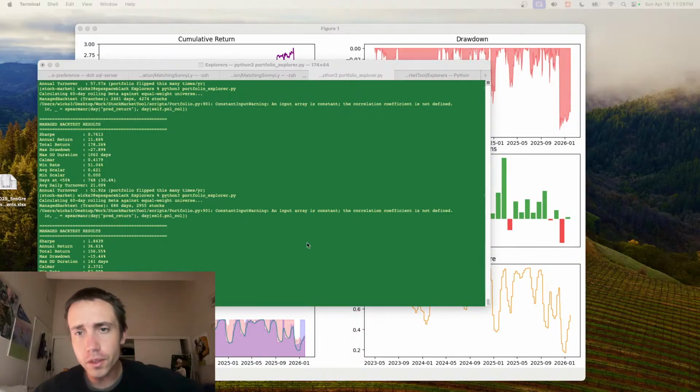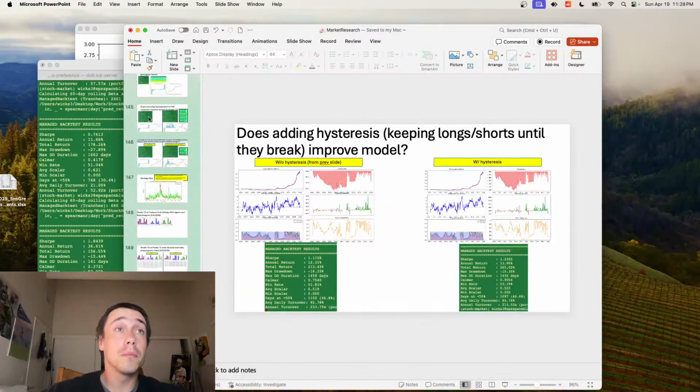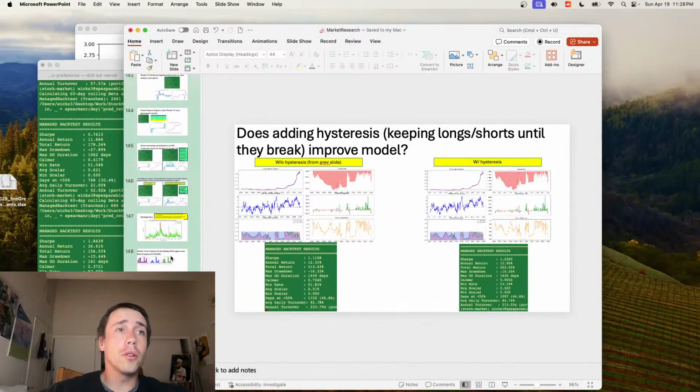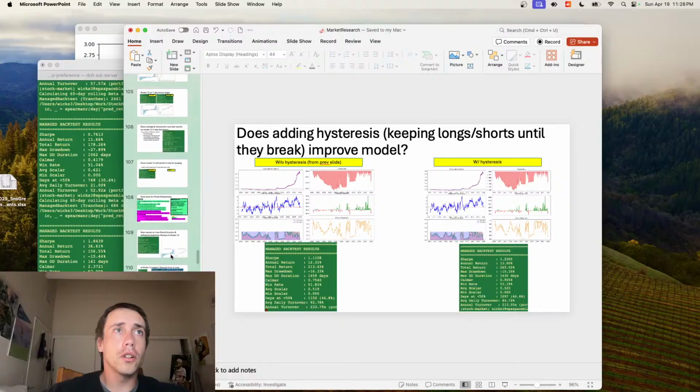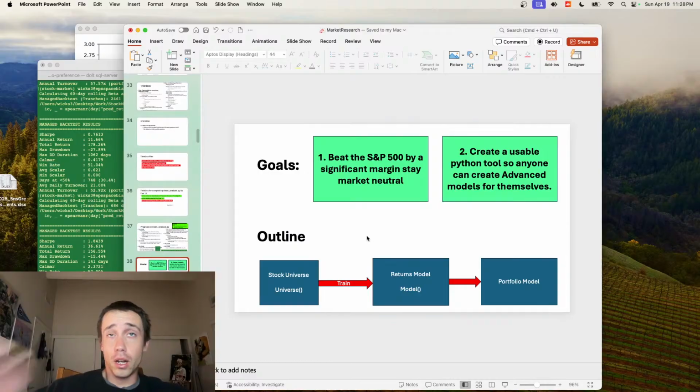So I've been working on, actually, let me show where I'm at really quick. I've got a really good model. Actually, let me go up and show here. So these are my goals.